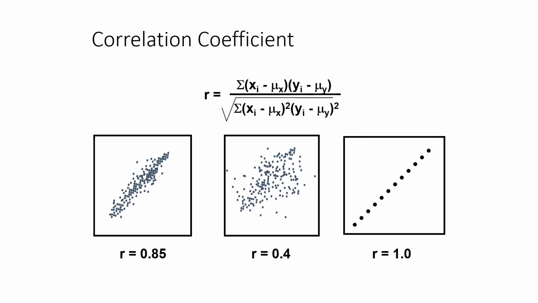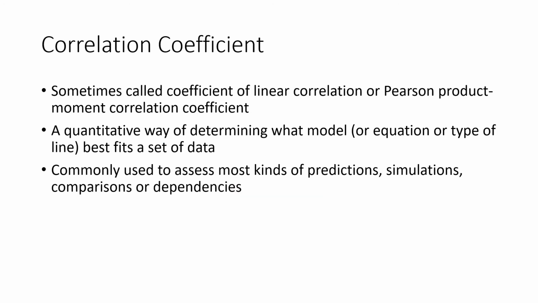With correlation, we actually calculate a number, and it's called the correlation coefficient. And the equation for calculating the correlation coefficient is given above. And with that, we can come up with not just simply qualitative assessments of good, poor, non-existent. We can actually come up with a number. A perfect correlation has a correlation coefficient of 1. A pretty good correlation has a coefficient of 0.85. A poor correlation has a coefficient of about 0.4. The correlation coefficient is something called the Pearson product moment correlation coefficient, or the coefficient of linear correlation.